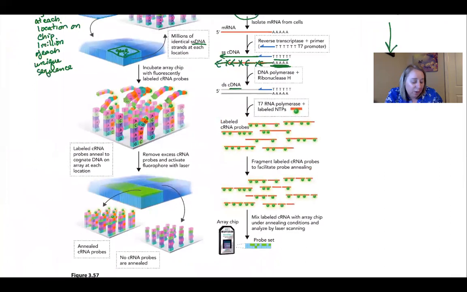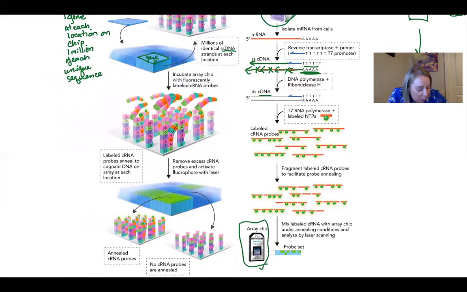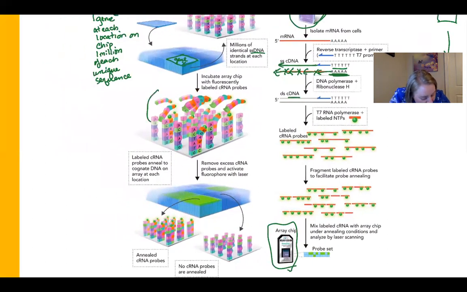And once we have those, we mix them with this chip. So we put our fluorescently labeled cDNA probes on this chip, and we basically rinse it, right? And then we see what attached, because anywhere where it attached, we have probes. So here, this is all of our cDNA that has that fluorescent probe on it.